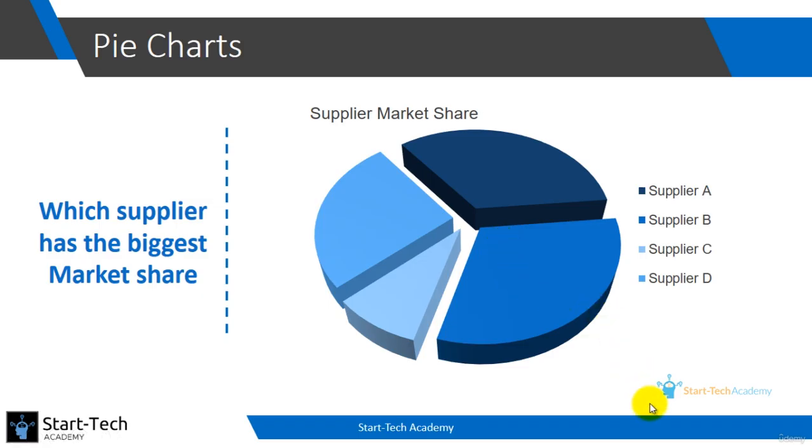So that's the point I'm trying to make. First, it is very difficult to find out which is the biggest supplier, and secondly, it is very difficult to find out what is the actual contribution of each supplier by just looking at the size of each slice of the pie. Let me show you the better way of drawing this graph.